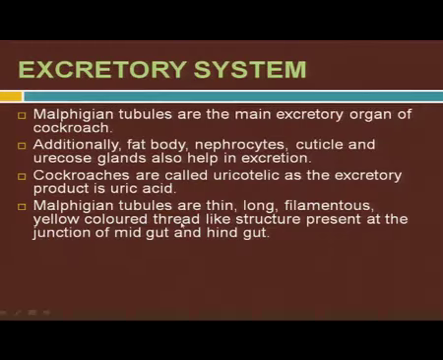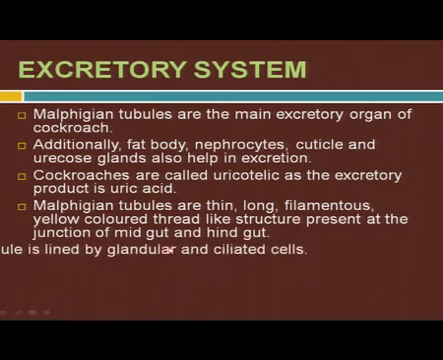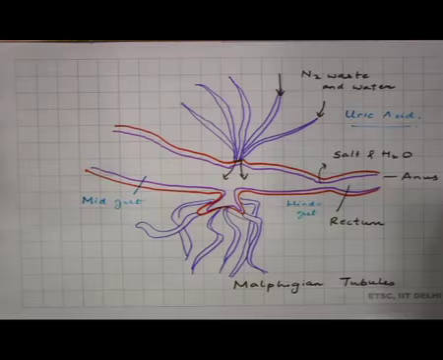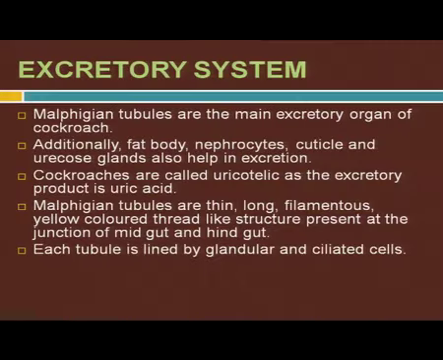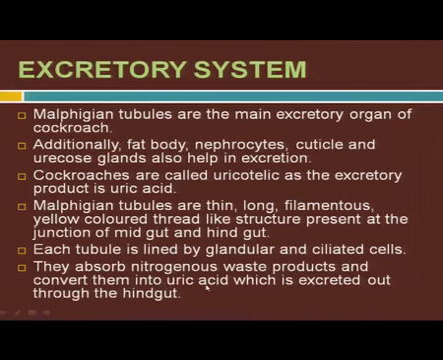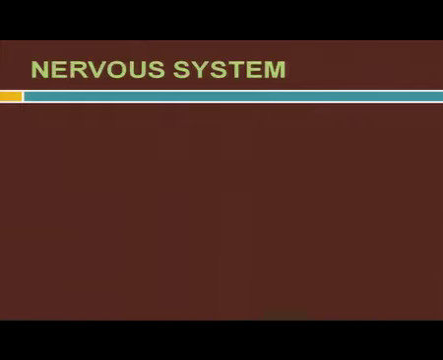These Malpighian tubules are thin, long, filamentous, yellow-colored thread-like structures which are present at the junction of midgut and hindgut. Each tubule is lined by glandular and ciliated cells. Wherever there is a process of transportation, we know that ciliated columnar cells are present. So is true with the Malpighian tubules also. They absorb the nitrogenous waste products and convert them into uric acid, which is excreted out through the hindgut. So this was about the excretory system. I hope it was clear to you.